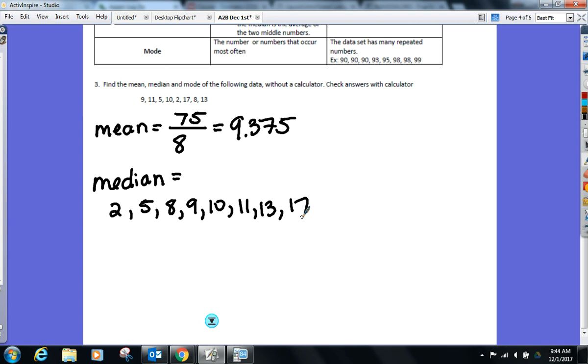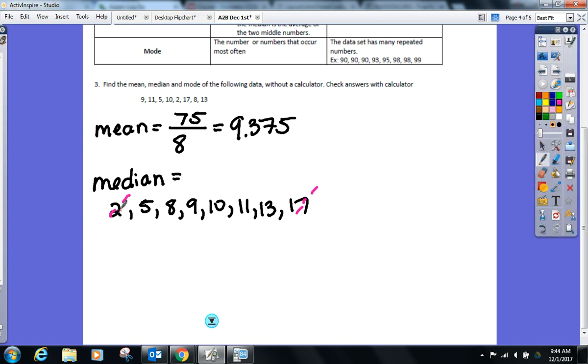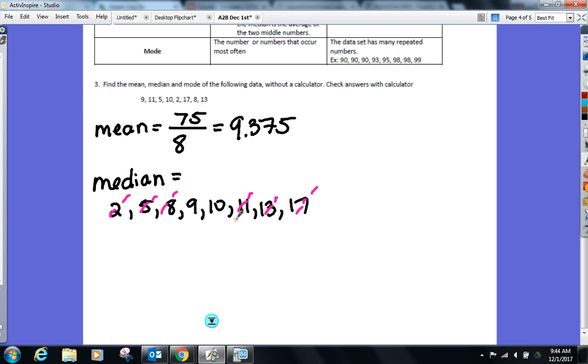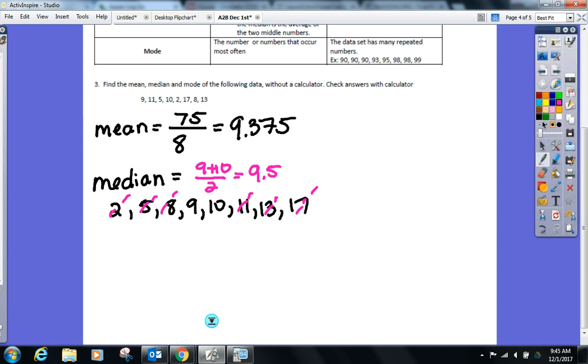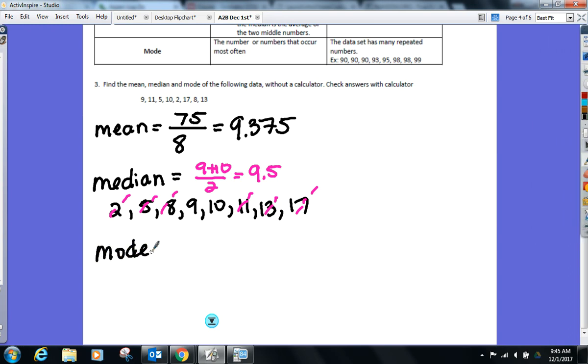Okay, so the median, right? Middle number now. Oh, what happens? Ready? There's two middles. So what do I do if there's two middles? Find the mean of the two middles. All right. So my median is going to be 9 plus 10 divided by 2, which, yep, some of you are already getting 9.5 for my median. And finally, mode. The number that occurs the most, what do you notice? They all occur once, right? So in that case, if they all occur the same amount of times, we say there is no mode.